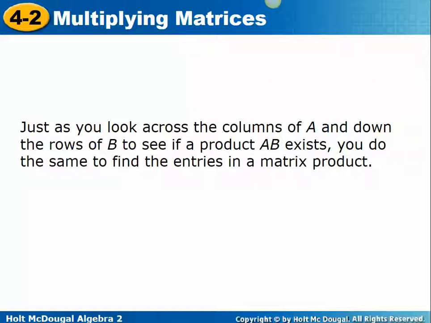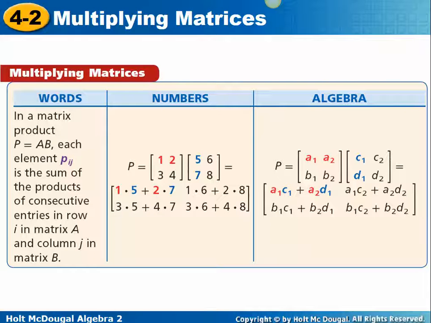Just as you look across the columns of A and down the rows of B to see if a product AB exists, you do the same to find the entries of a matrix product. All right. Here we go. If it is defined, this is how you multiply matrices. There are notes on your worksheet so you can refer back, but this is what you're going to do. It's a many-step process. We're going to be multiplying a 2 by 2 matrix by a 2 by 2. Because the 2 and the 2 match, we'll be left with a 2 by 2 matrix.